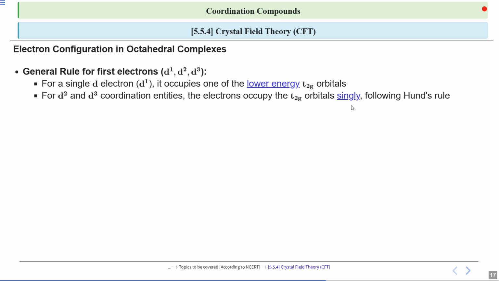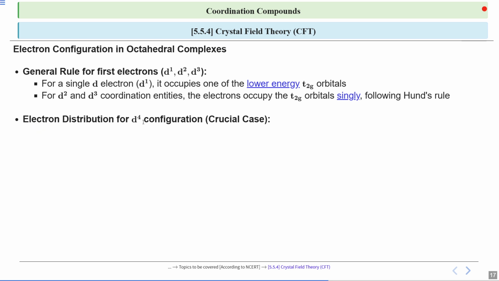So in the t2g orbital, we have three d orbitals present, right? dxy, dyz, and dxz. So in each orbital, one pair of electrons can be filled, in the high spin and the low spin. For the d1 configuration, it is going to be filled in the lower energy t2g orbital. If the configuration is d2 and d3, the electrons still occupy the t2g orbitals, each d orbital filled by one unpaired electron, singly, following Hund's rule.